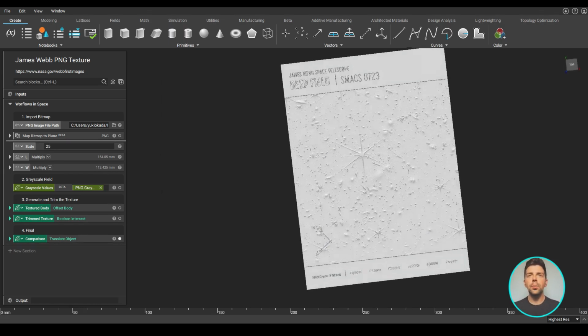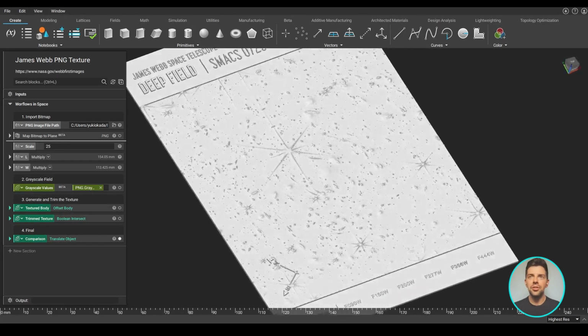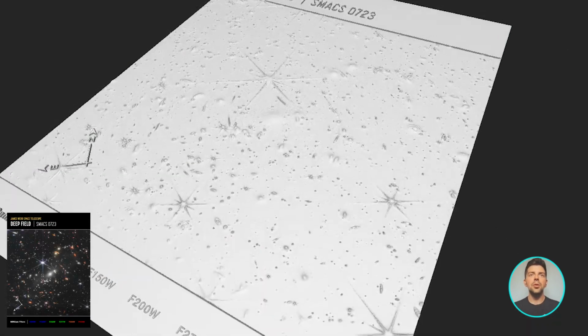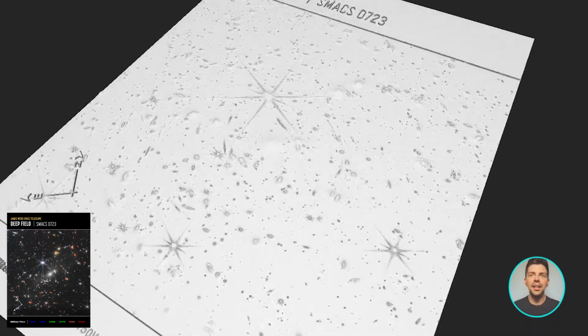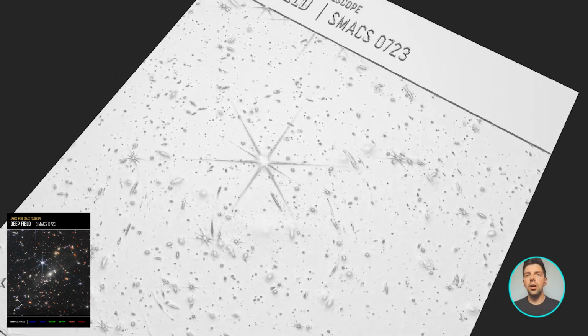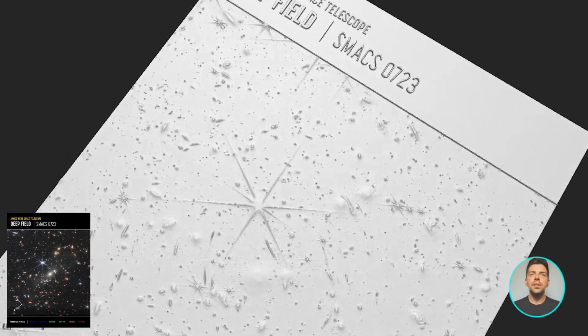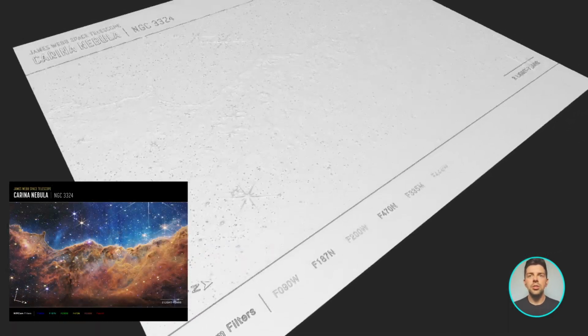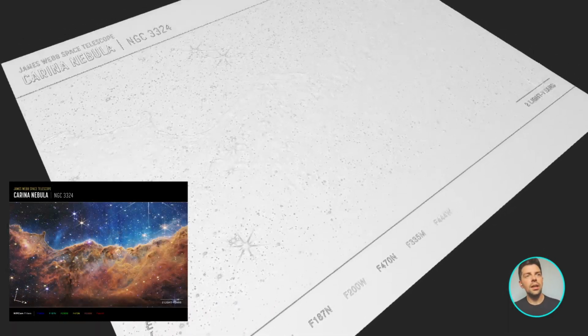Well, if we zoom in here, right, we can see the nice textures that we're able to get. I jokingly refer to them as out-of-this-world texturing. And you can see things like these galaxies, these stars. And it's a nice way to look at a lot of these complex images, and it's doable thanks to nTopology.